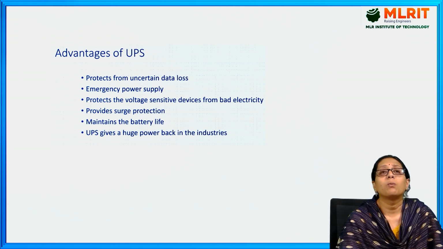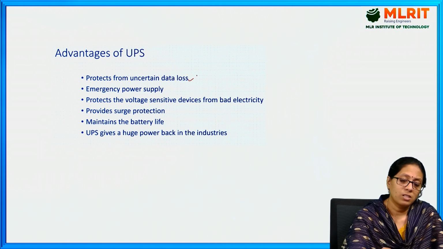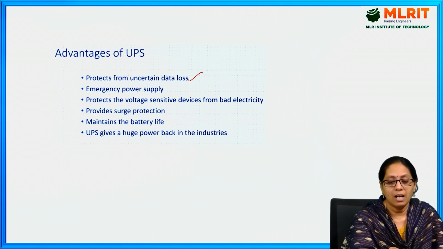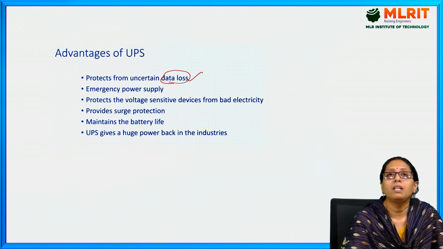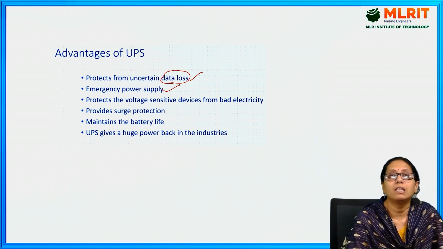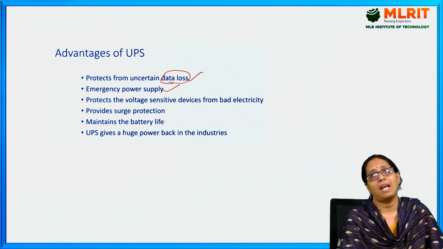What are the advantages of UPS? It protects from the uncertain data loss. If any power fluctuation is there, the data loss may take place. So by using this UPS, the data loss will be reduced. And emergency power supply, mostly in the hospitals we need emergency power supply. So at that particular places this UPS can be used.